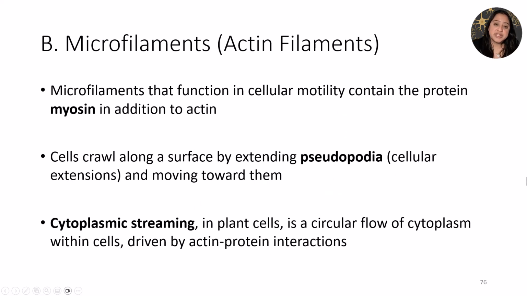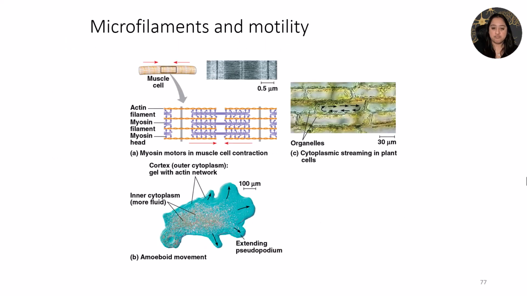So microfilaments function in cellular motility. Some cells that can move have the protein myosin in addition to actin. And so cells can crawl along the surface by extending these structures that stick out of cells called pseudopodia and move towards them. Here's a picture of an amoeba moving that way.